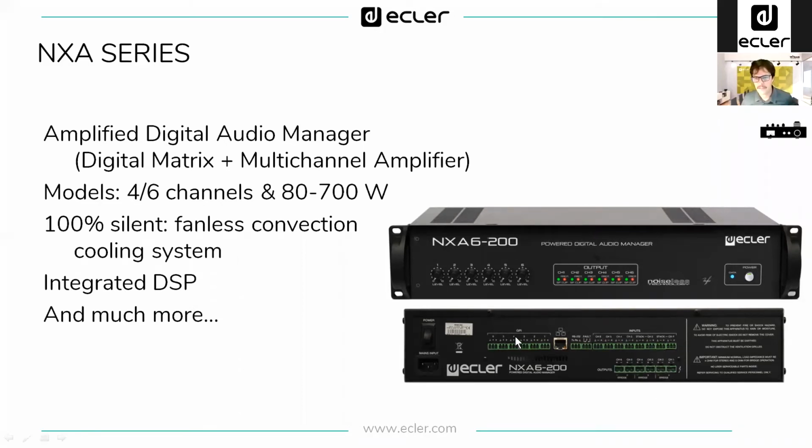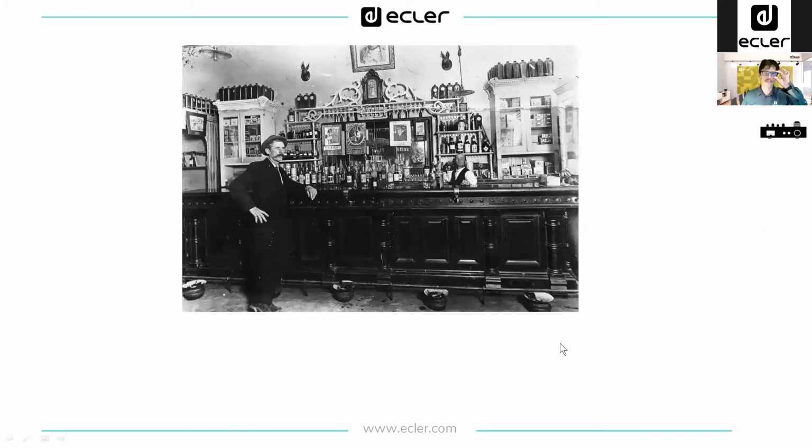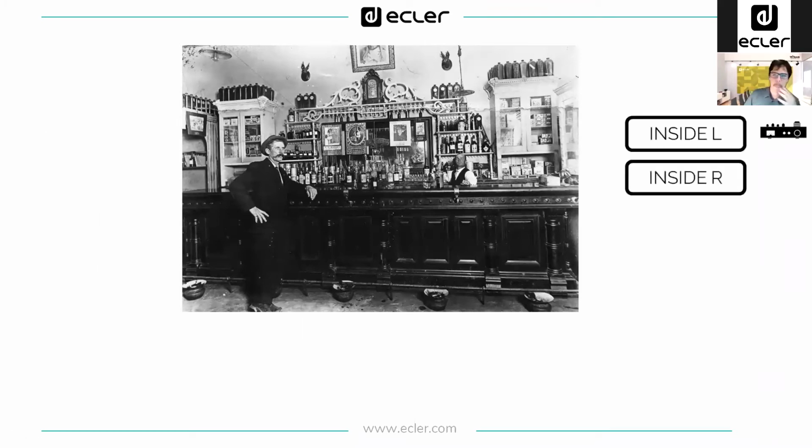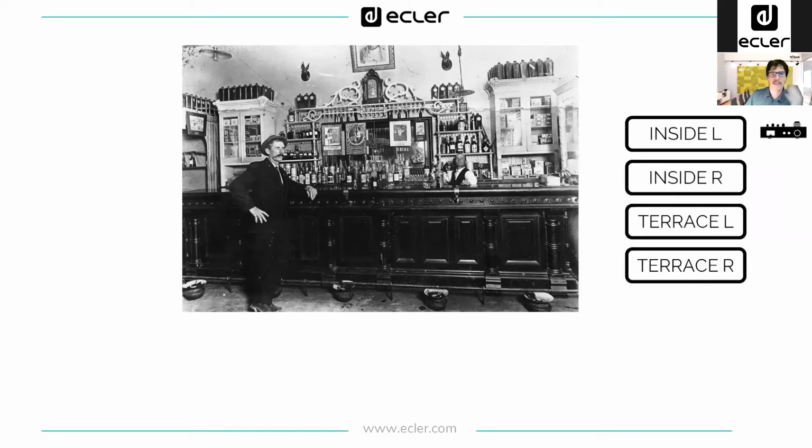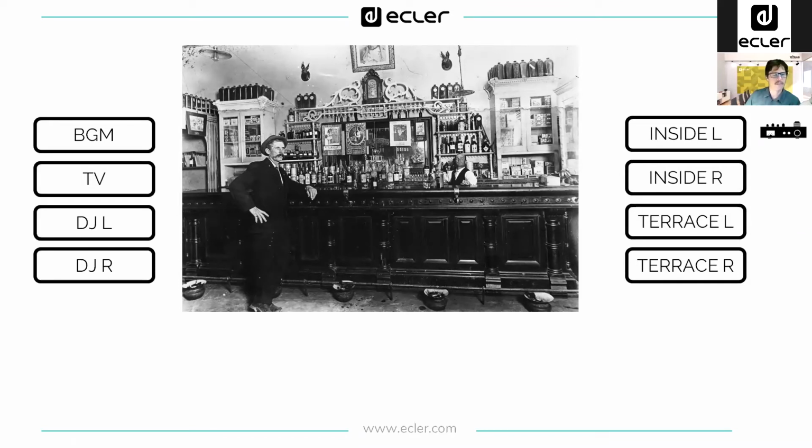No, GPIs are these ones, okay? These ones are the outputs and the inputs, okay? And here is the Ethernet connection, okay? If we have a bar, let's think about an application where we have maybe 2 loudspeakers inside and 2 others outside on the terrace. We've got background music, a TV, and a DJ that comes sometimes, okay?